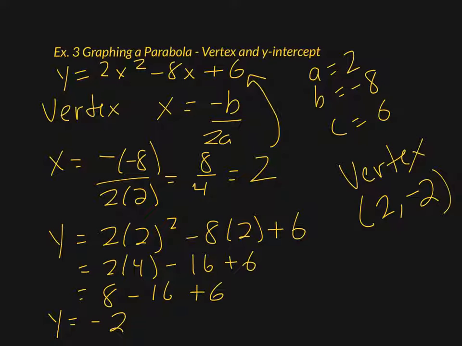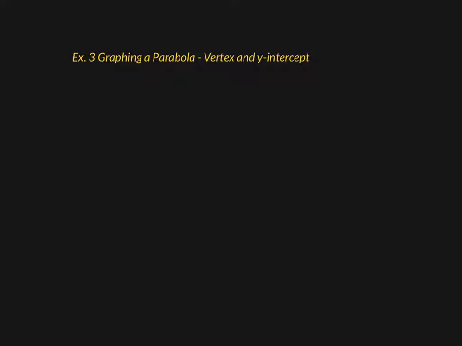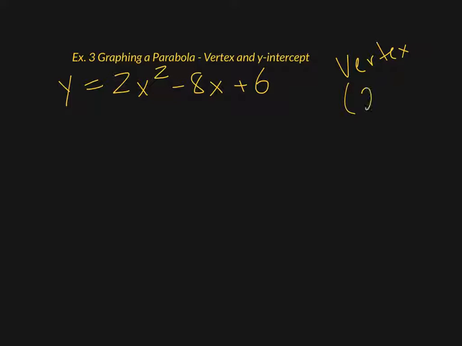We'll get back to what this would look like. Keep this, the vertex is 2, negative 2. On the next slide, we'll go over how to do the y-intercept. Alright, so our function from the previous slide was that y equals 2x squared minus 8x plus 6. We know that the vertex is going to be 2, negative 2. Now we're going to find the y-intercept.